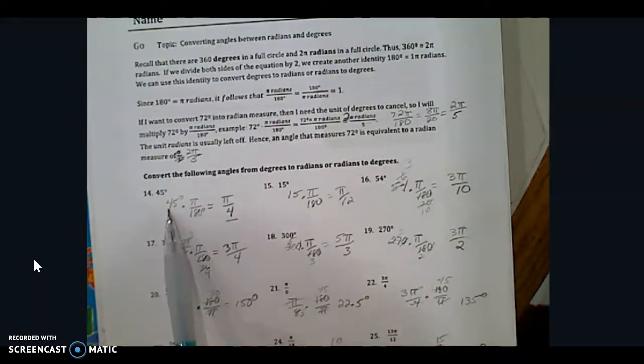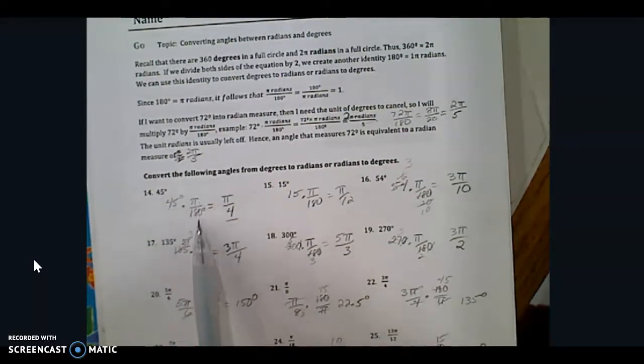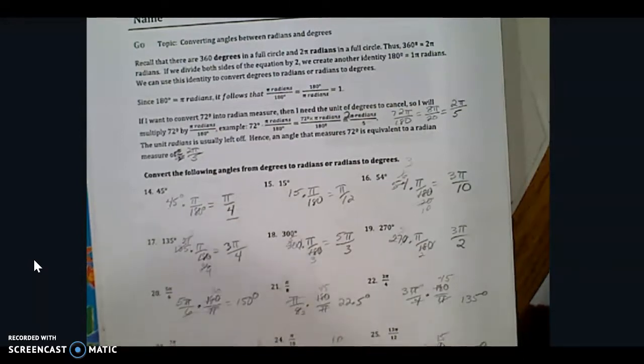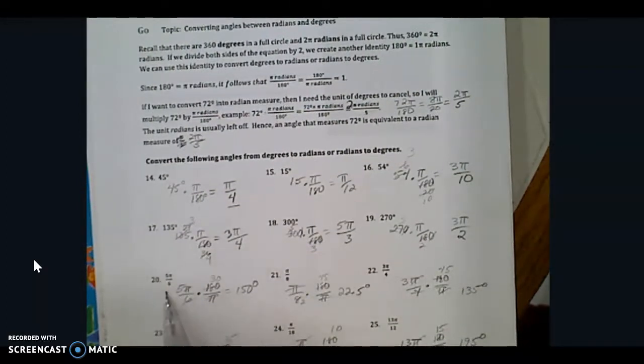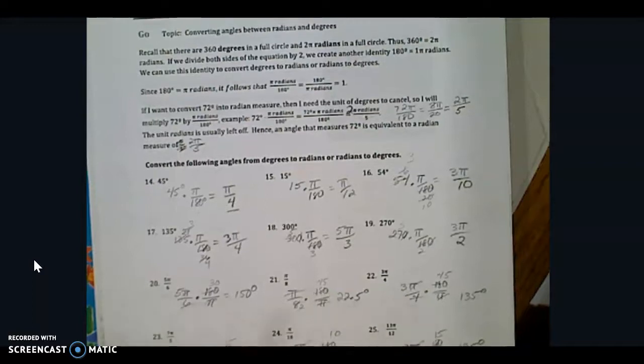If you're given degrees and you have to convert it to radians, you are simply going to multiply by pi over 180 degrees. And if you're given radians, which are always given in terms of pi, then you're going to multiply by 180 degrees over pi. And you'll see that when they cancel, you end up with degrees, or you end up with radians, where you have pi in your answer. So give that a try. That's going to be your homework for this week.